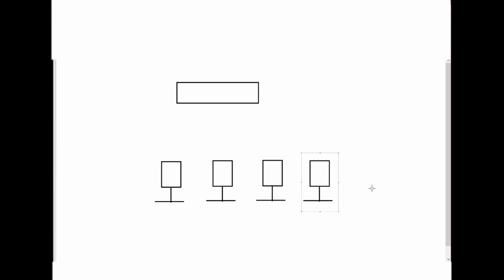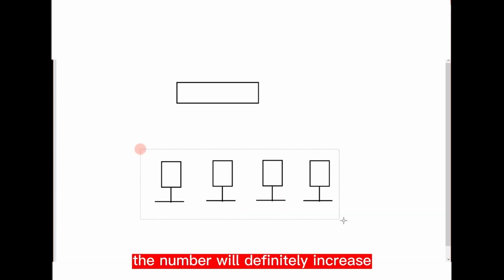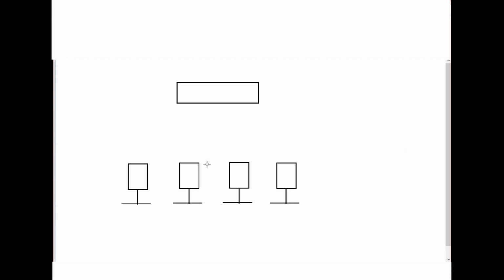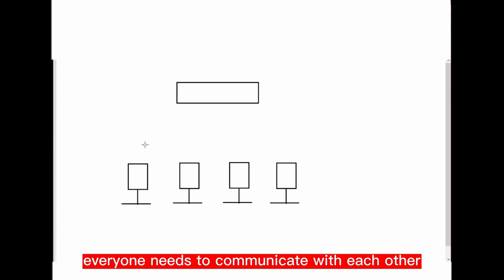Under what circumstances should we use such a device? I'll give an example. There are multiple PCs now. Suppose a company. The number will definitely increase, because the number of employees will increase. Everyone needs to communicate with each other.